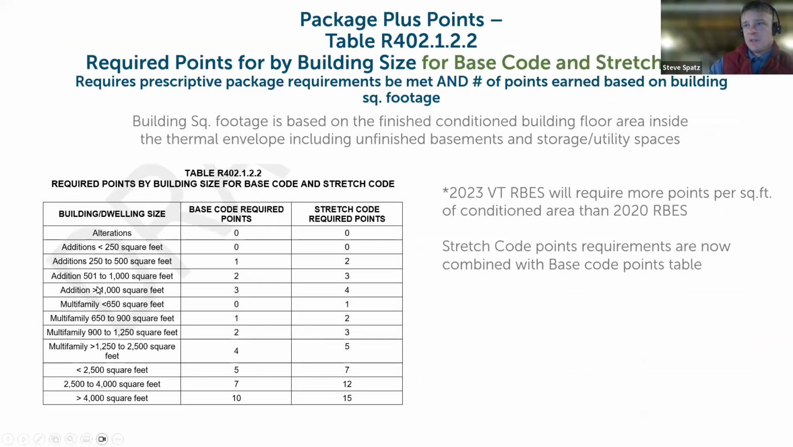And then finally, instead of having 2 different points tables in the code, you're going to have 1 single points table that just has 2 columns, and one's referencing your base code requirements for points, and the other is stretch code requirements for points, depending on the size of the building. So there's a lot of stuff going on here, but there's points requirements for additions, multifamily, and then down here, these last 3 rows are the reference points for single family new construction from the ground up. So that is the breakdown of what the code looks like.